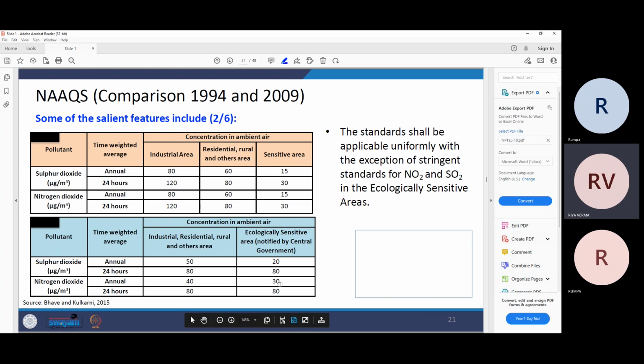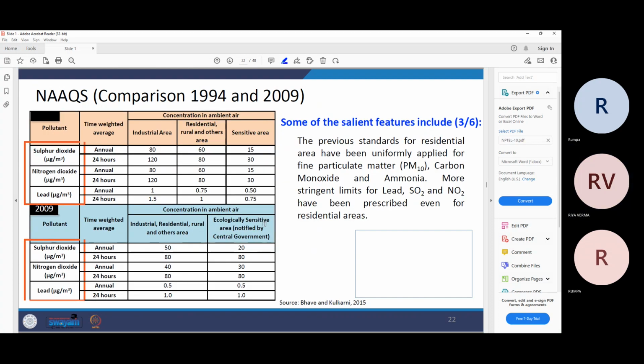The standards are almost the same for the ecologically sensitive areas, the difference is that the annual averages for NO2 and SO2 are different. The previous standards for residential areas have been uniformly applied for fine particulate matter PM10, carbon monoxide and ammonia. More stringent limits for lead, SO2 and NO2 have been prescribed even for residential areas, like for sulfur dioxide, nitrogen dioxide and lead.